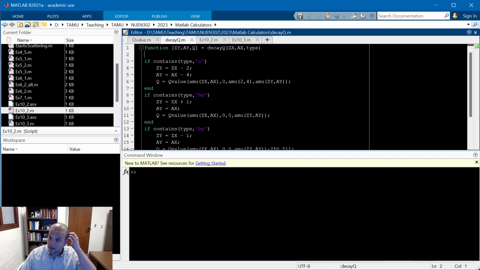And so my outputs to this function are going to be the number of protons in the daughter and the number of nucleons for the daughter, and then of course the Q value.